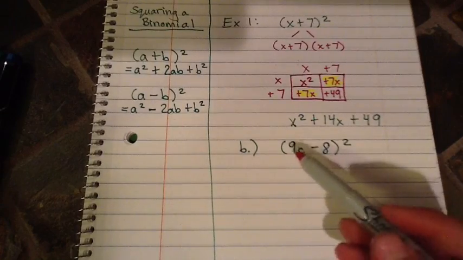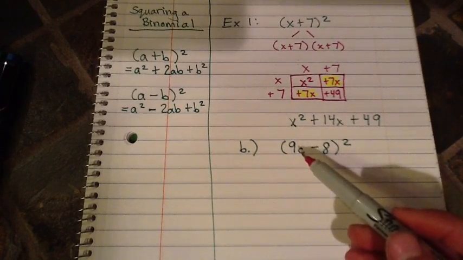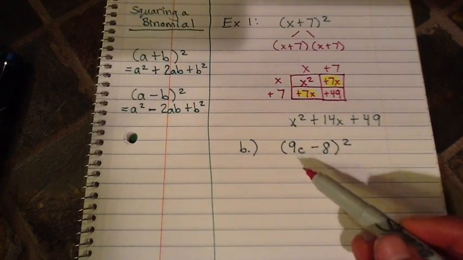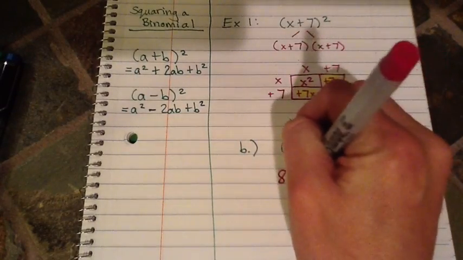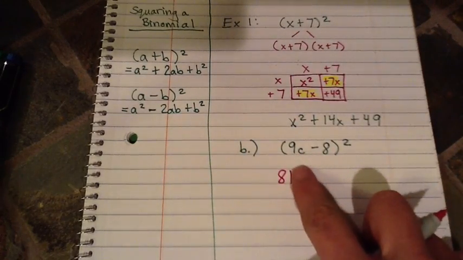If you want to use the shortcut, because you notice this is a binomial squared, you're going to multiply the first term by itself. You're going to multiply 9 squared. So 9 times 9 is 81. And then c squared. That's your first term.